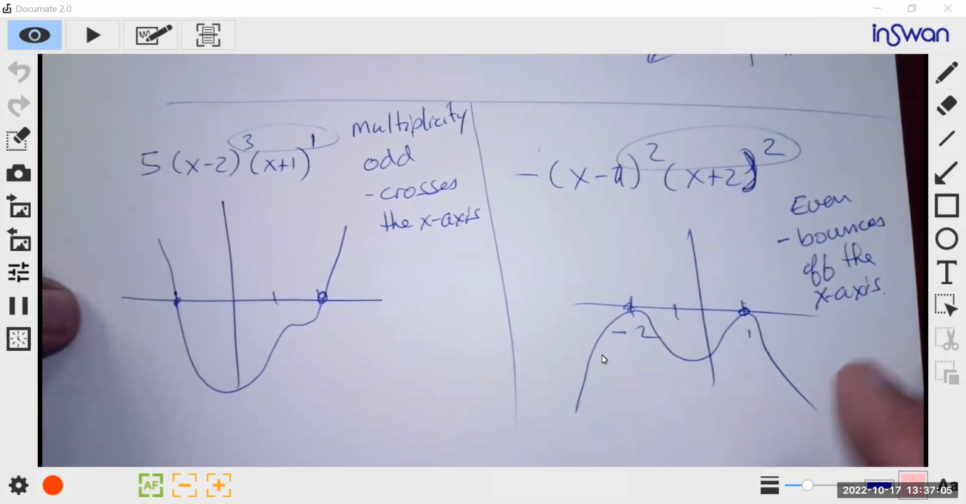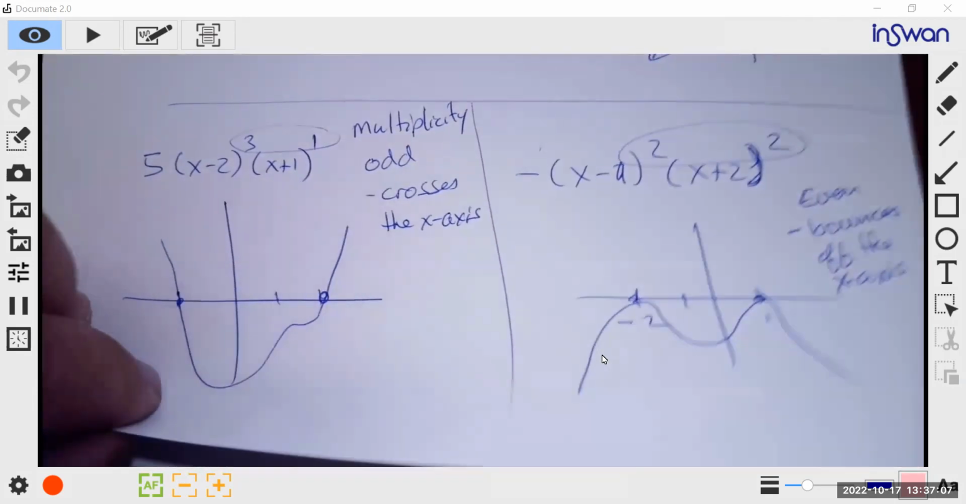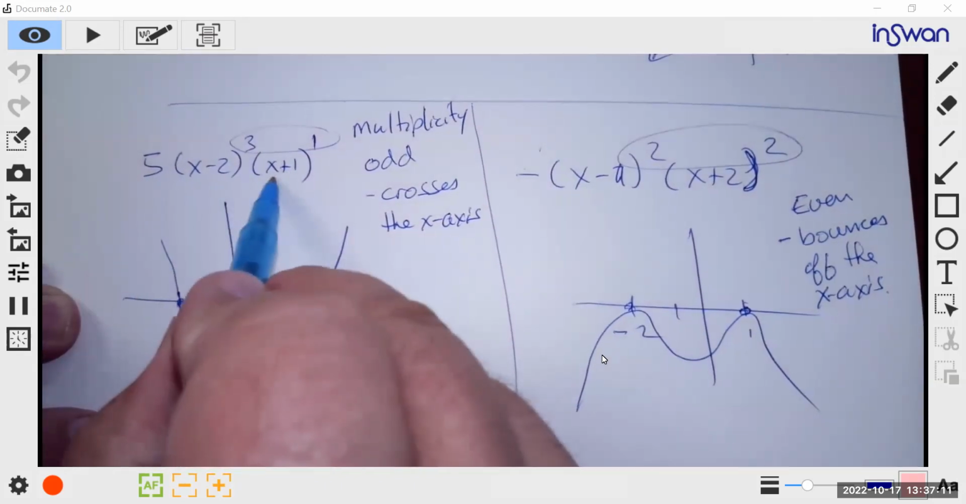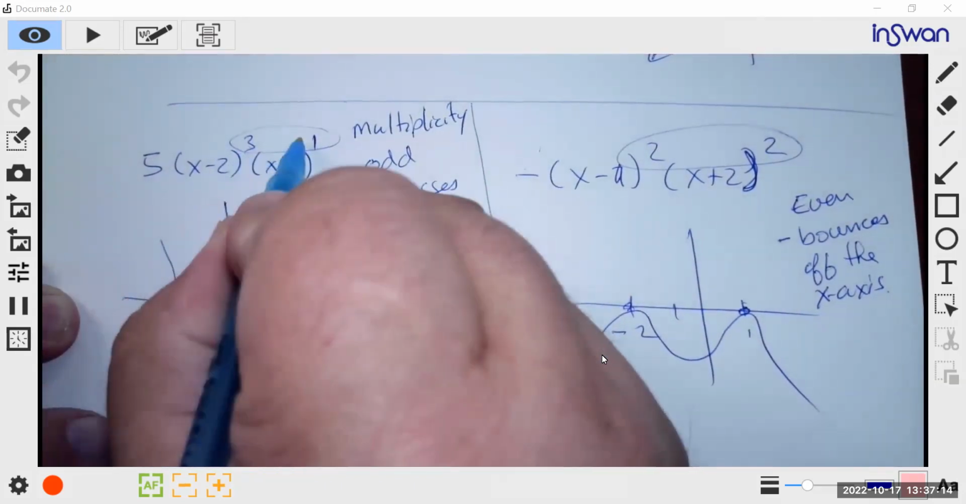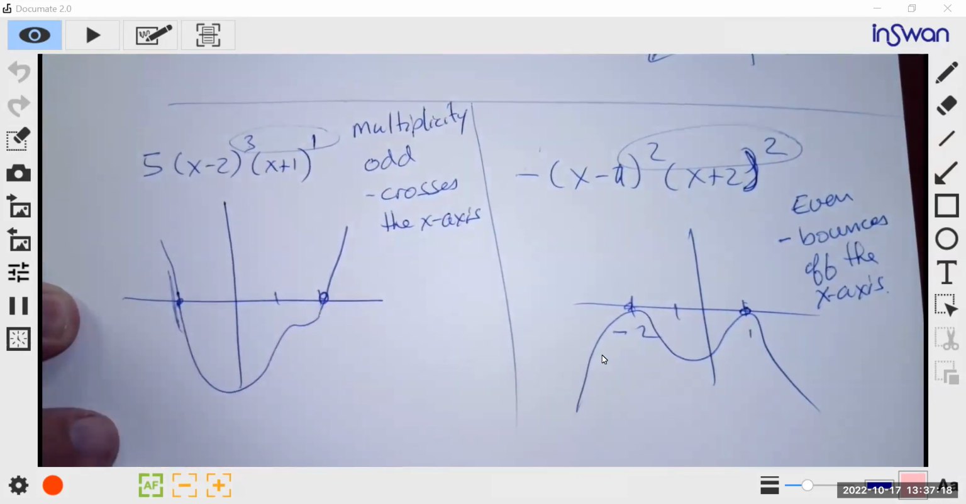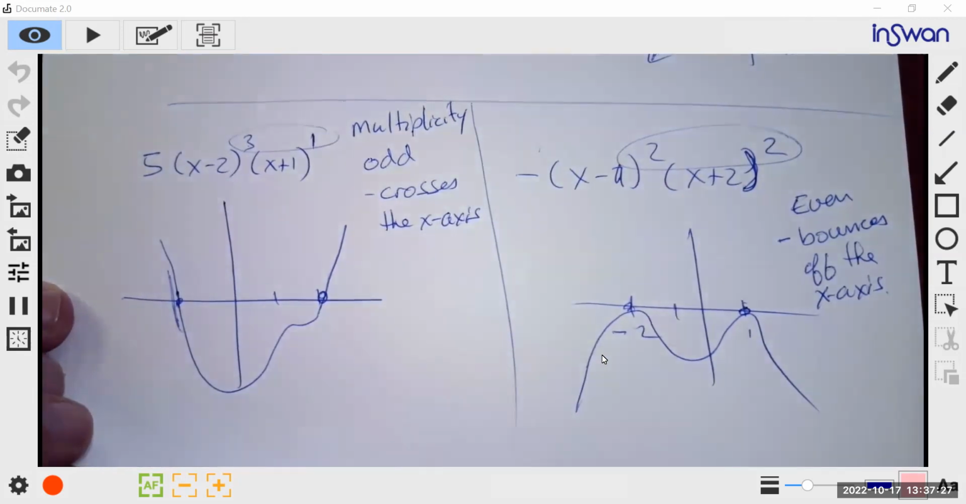So after you factor them out, if you're in the parentheses in your factored form and the exponent is odd, then we know the graph is going to cross through that x-axis at that point. If it's even, then we know at that point it's going to bounce off it. It's not going to cross it.